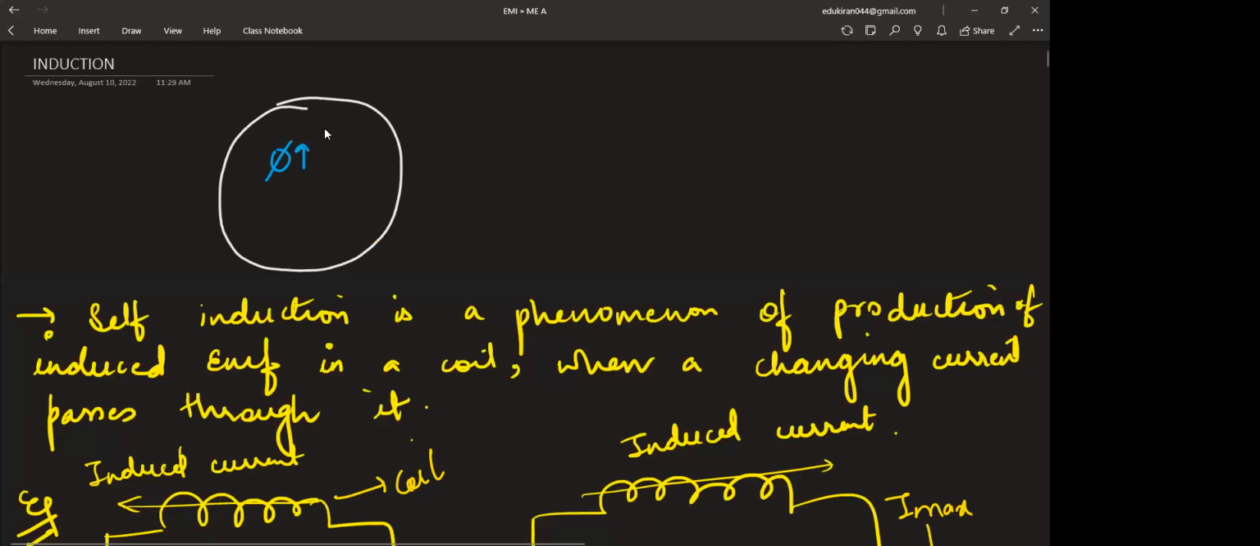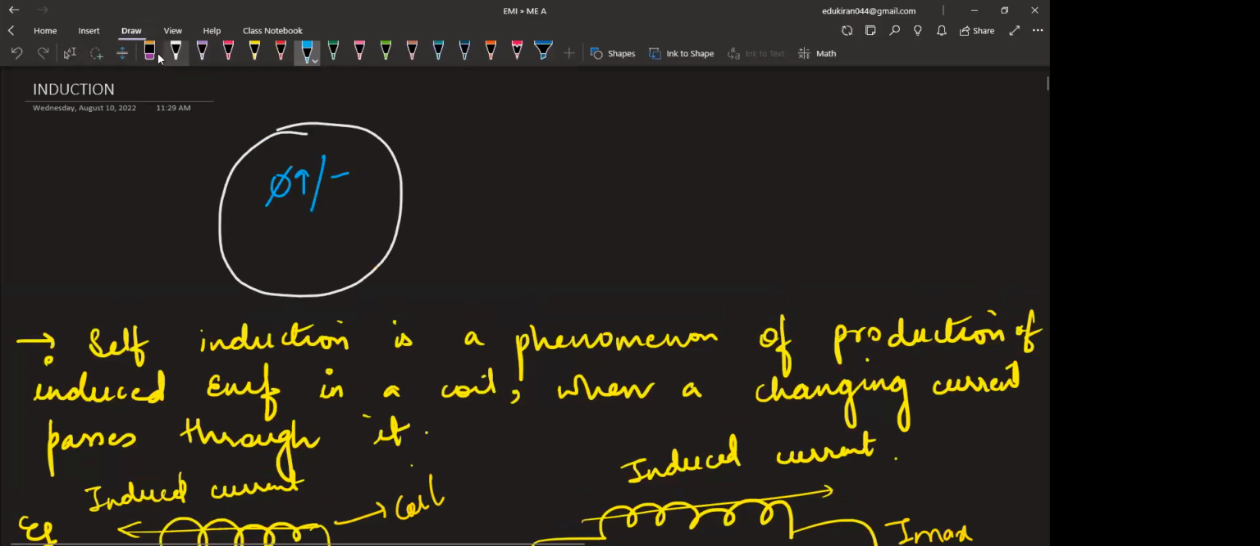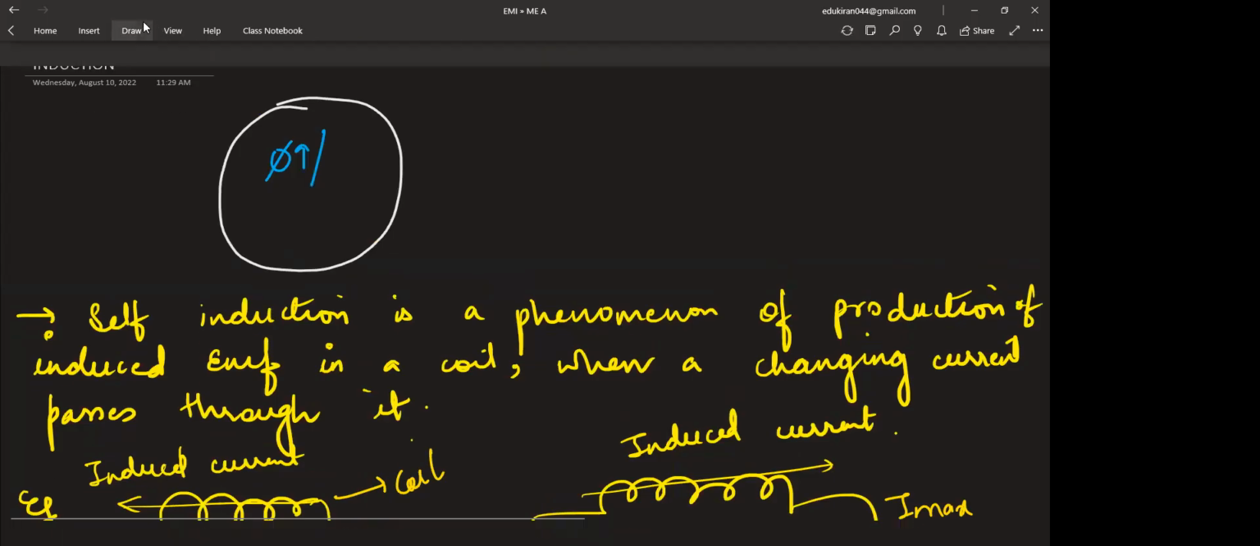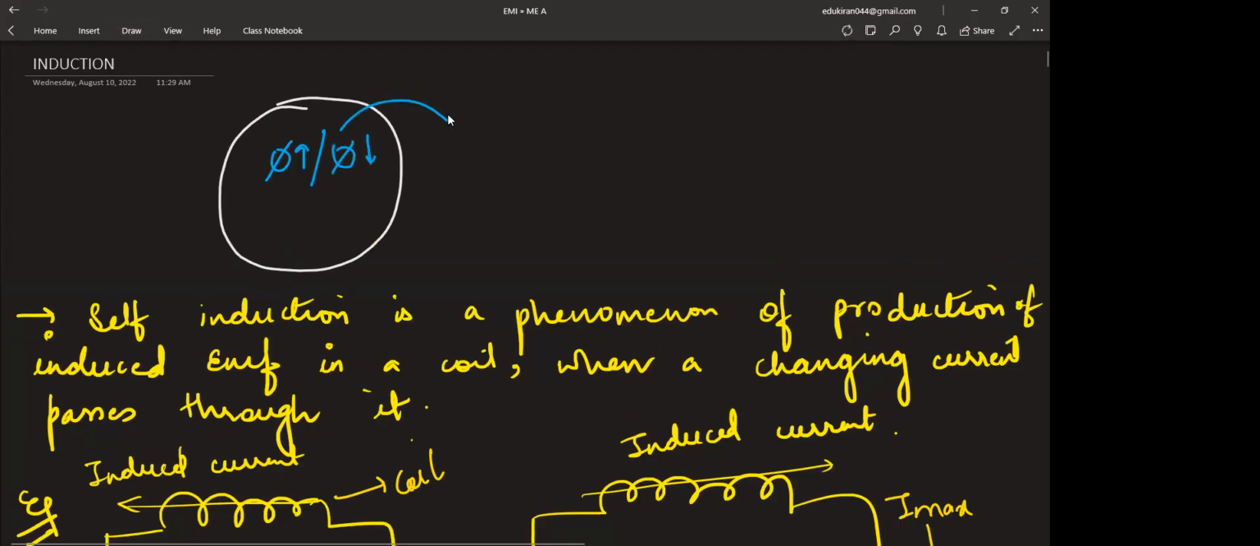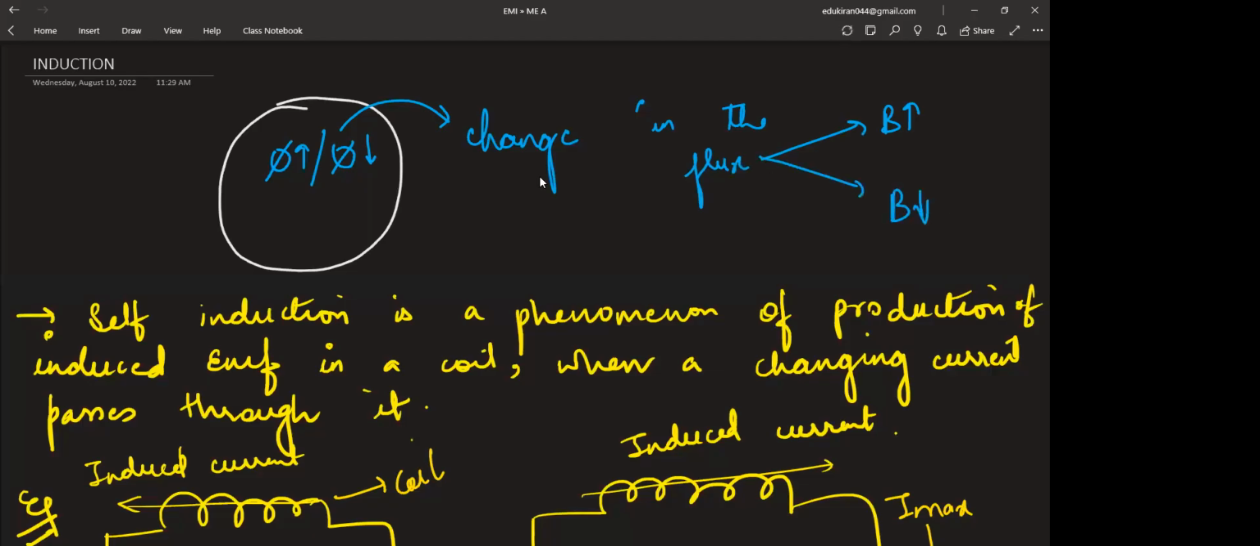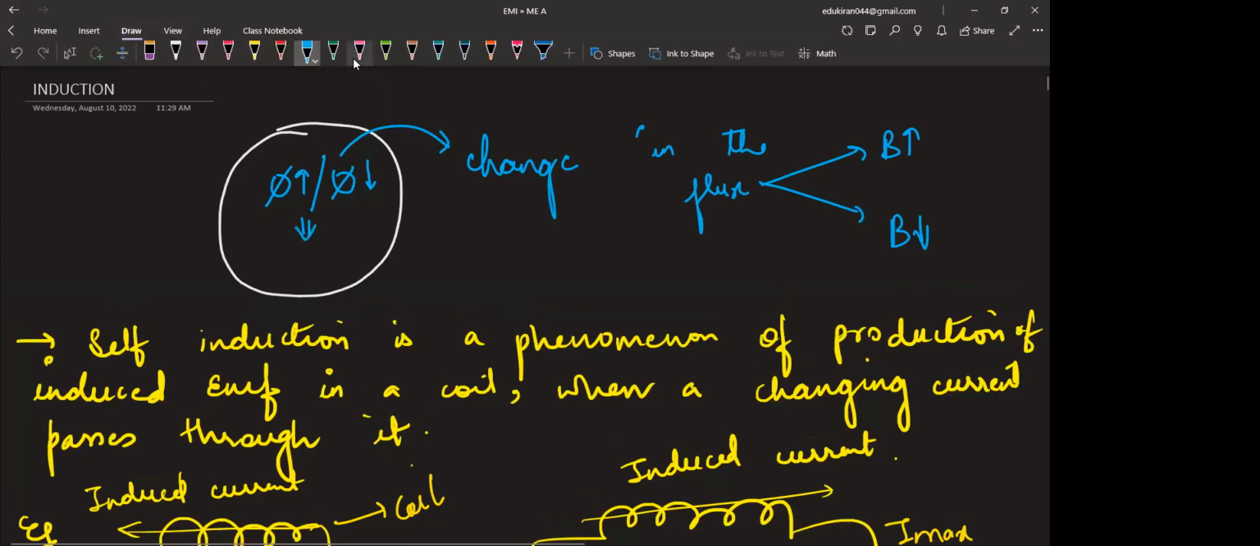Suppose the magnetic flux here is increasing, or here this magnetic flux is decreasing. Means this is the change in the flux. Now, this can be due to an increasing magnetic field, or it can be due to a decreasing magnetic field. Now, this will lead to the development of induced current.